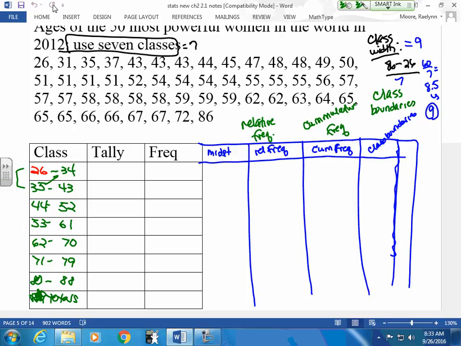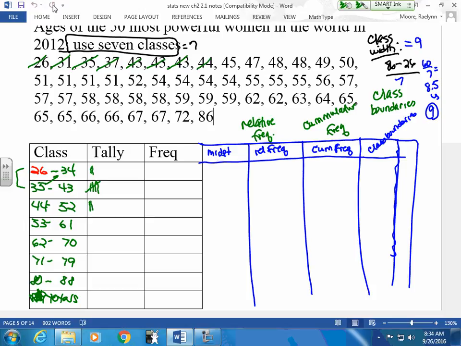In other words, 26 falls into here. But please don't write in your book. 31 falls into here. 35 falls here. 37, see it? 43, and I got 3 of these. When you get to 5, make a slash. That's 5. 44 here. 45.